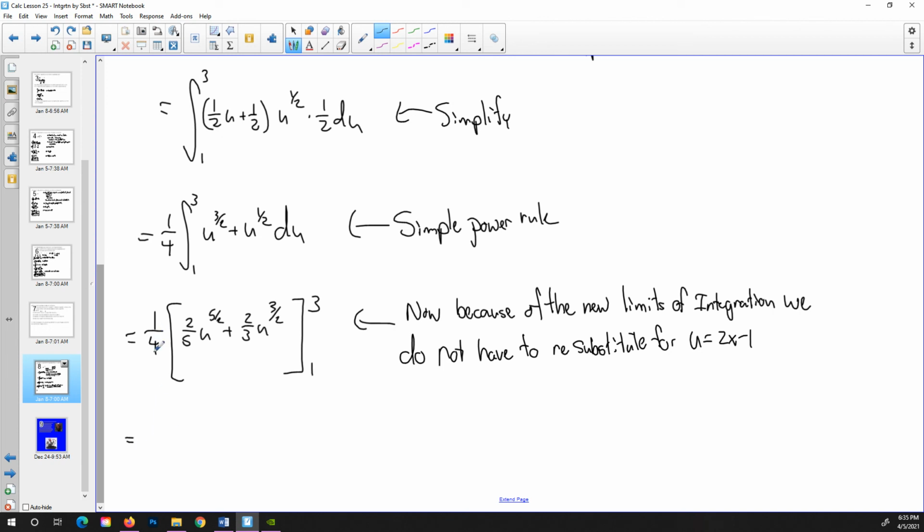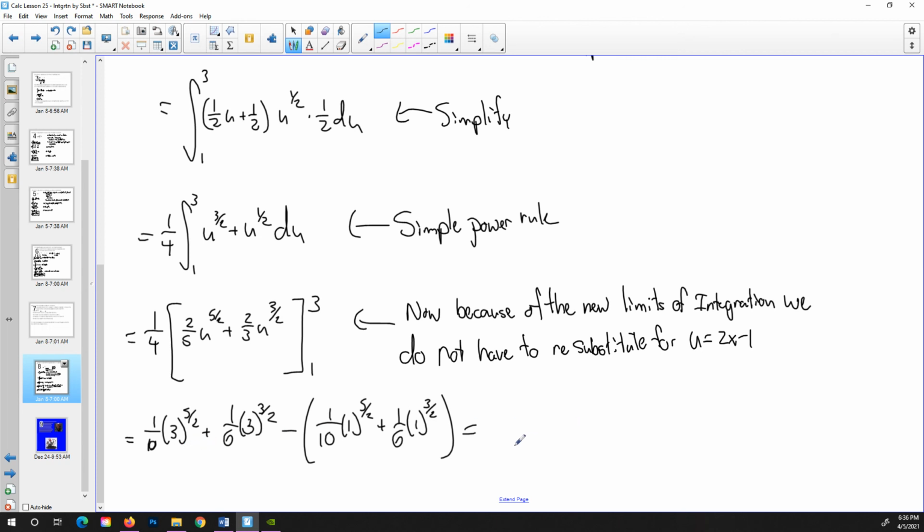So I'll distribute that 1/4, and it'll again be 1/10 times 3 to the 5/2 plus 1/6 times 3 to the 3/2, minus the quantity 1/10 times 1 to the 5/2 plus 1/6 times 1 to the 3/2. Since we're taking roots of prime numbers, we end up with irrational solutions. So I'm just rounding here: 2.158.